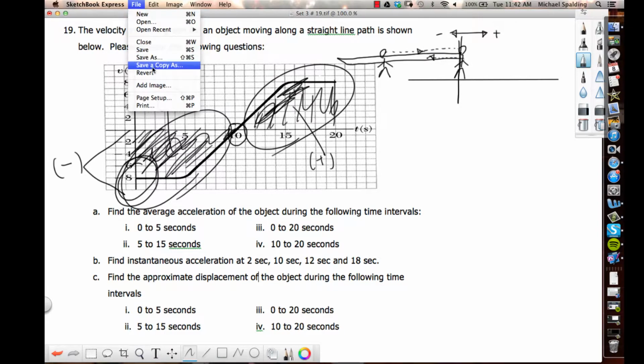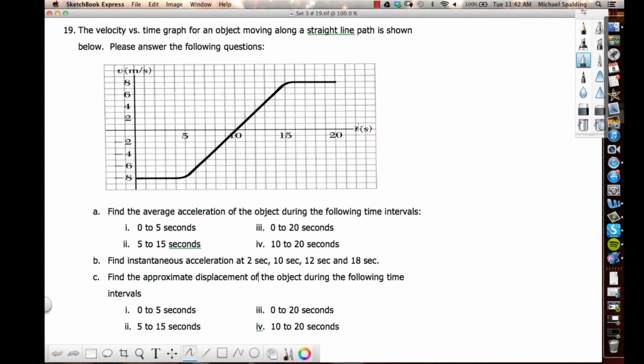Okay. So what are the questions? Find the average acceleration of the object during the following time interval. So how do you do these? So from 0 to 5. 0 seconds is here. 5 seconds is here. How do you get acceleration on a velocity time graph? It's the slope. So what's the slope here? 0. So the average acceleration is 0.